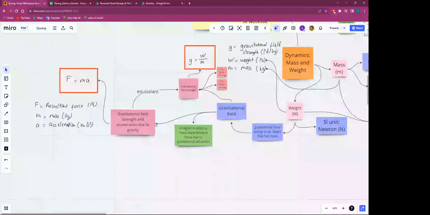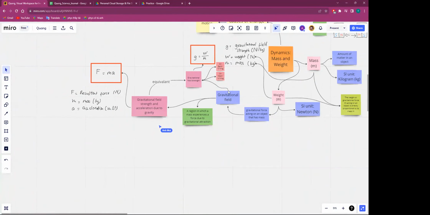And the last one, we have gravitational field strength and the acceleration due to gravity. The formula for that is F equal ma, where F is the resultant force, m is the mass, and a is the acceleration. The acceleration here is equal to the gravitational field strength, equal to 10. Yeah, that's all I got for chapter 3 about dynamics.